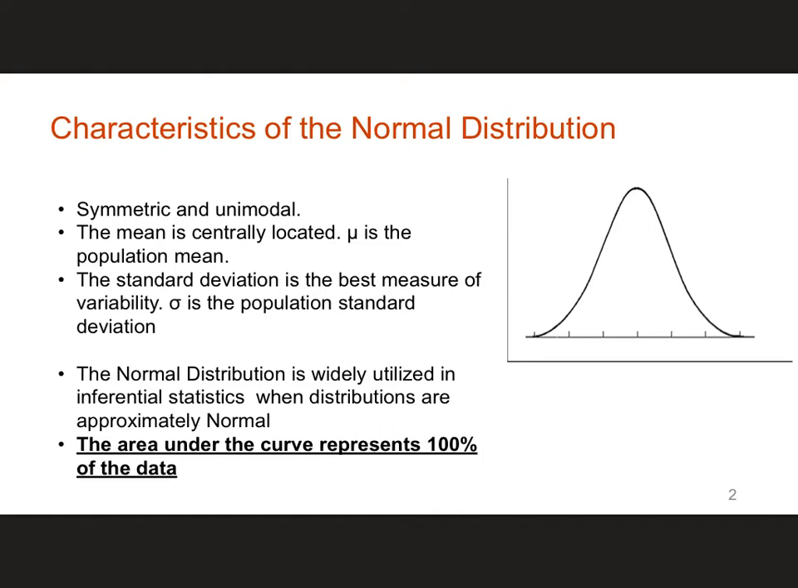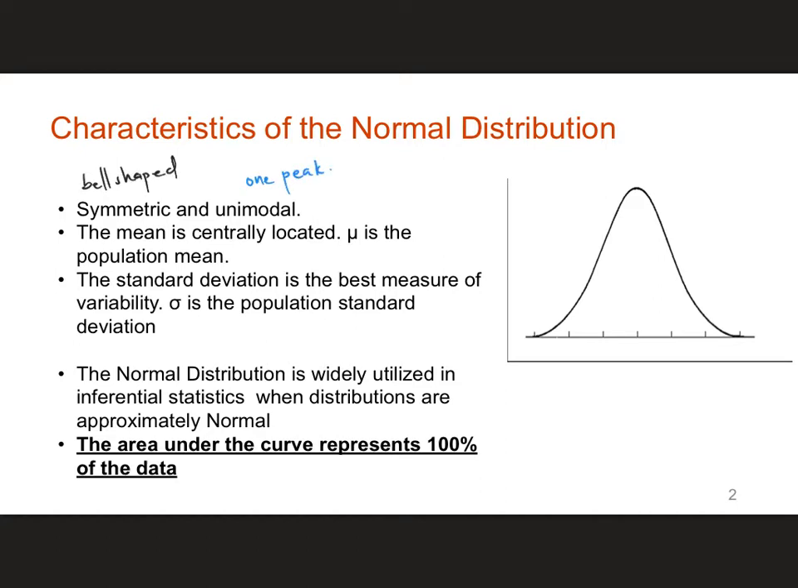The normal distribution is symmetric. Another word for symmetric is bell-shaped. So looking at the shape that we have, it looks more like a bell. And it is also unimodal. So unimodal also implies there is only one peak.